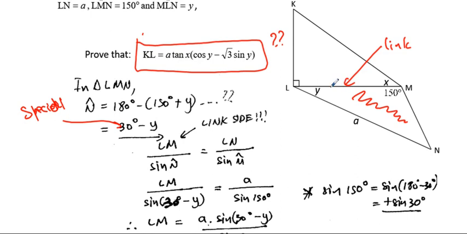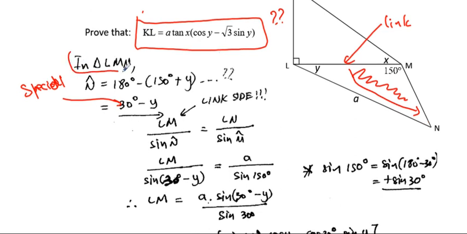Now if I want to find LM, then I need to find this angle. It works in a side opposite the angle. So angle N is 180, subtract 150 plus Y, which is 30 minus Y. Very interesting. Now we want to find the length of the link side. So LM over sine of N is equal to LN over sine of M. Put in all the information. Once again, I mentioned which triangle I'm working because there are 2 different triangles.